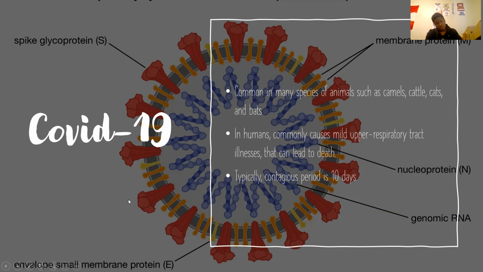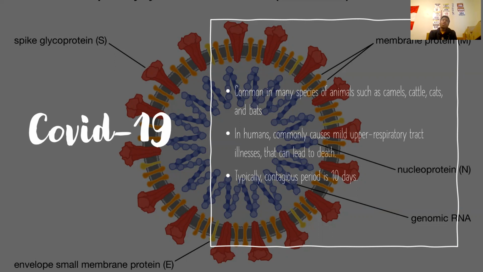So COVID is commonly found in many species of animals. This includes camels, cattle, cats, and also bats, in which the symptoms seen in animals are completely different from humans. In humans, COVID commonly causes a mild upper respiratory tract illness that ultimately could lead to death.